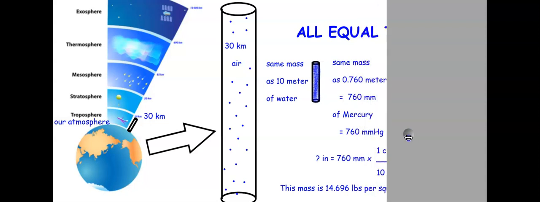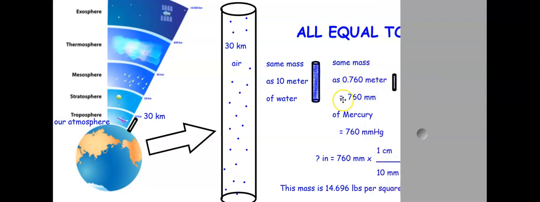So what those scientists did back in the day said, oh, mercury, it's a liquid and it's pretty dense. Mercury is actually 13.6 times denser than water. So if I were to divide this 10 meters by 13.6, guess what? I get about 760 millimeters, which is about 0.76 meters of mercury. So that's this 760 millimeters of mercury.